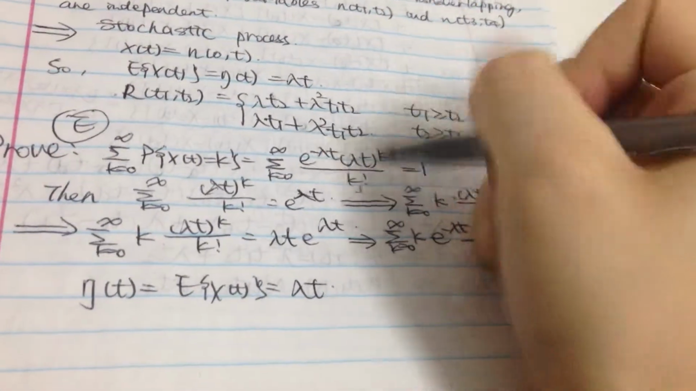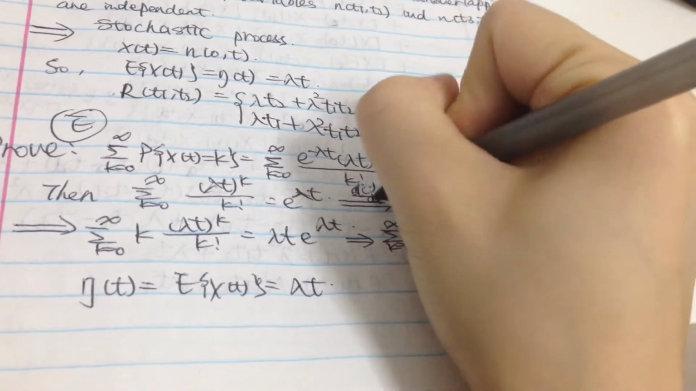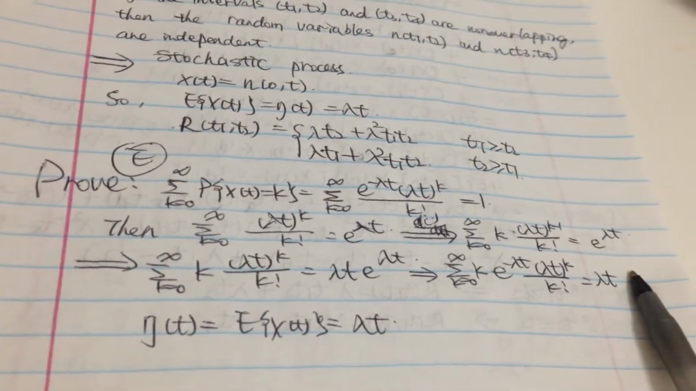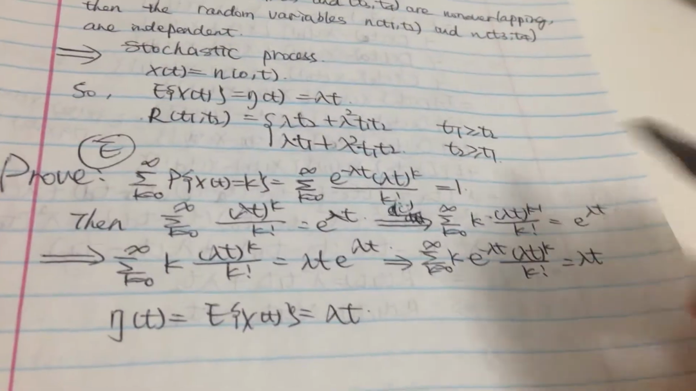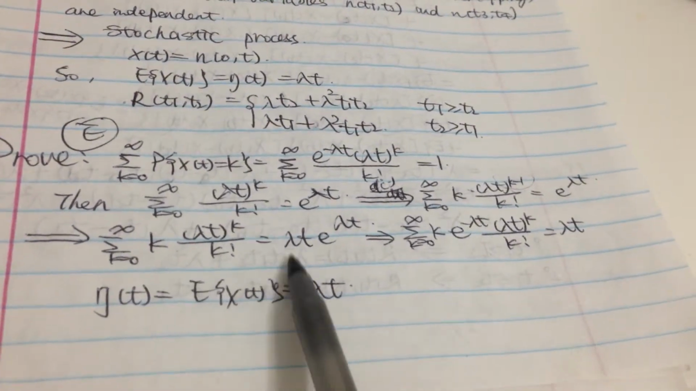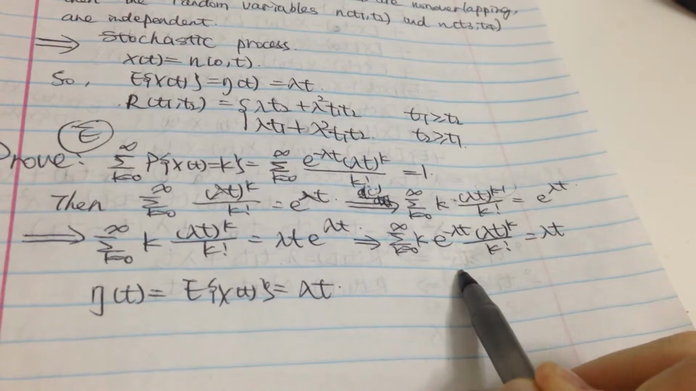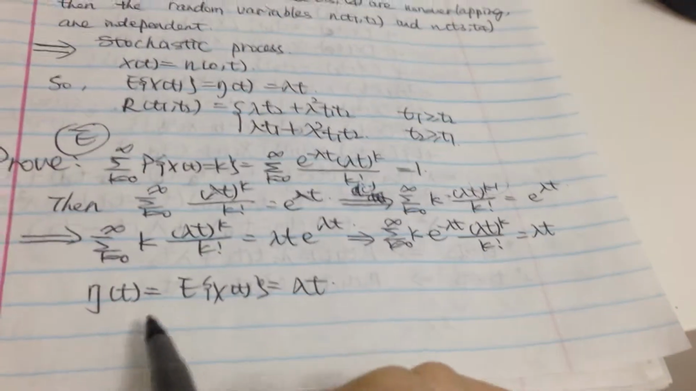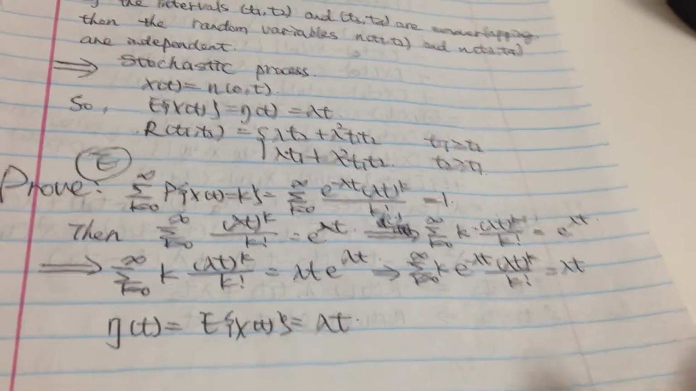Then later we need to do this. So we could get this one, and then we need to make this 2k. That's the reason why here is lambda t. Then later to this part, we change this part back to here. So obviously this is the expectation of Xt. So the expectation of this process is lambda t.